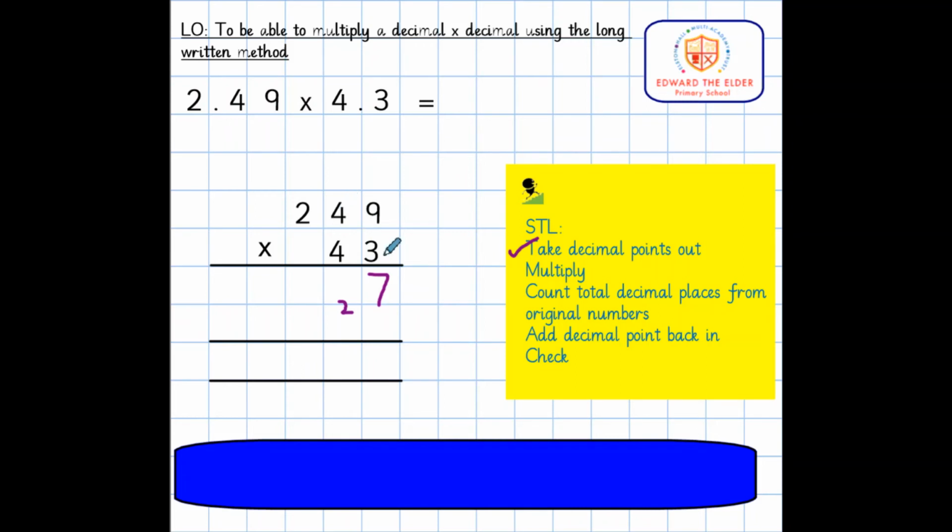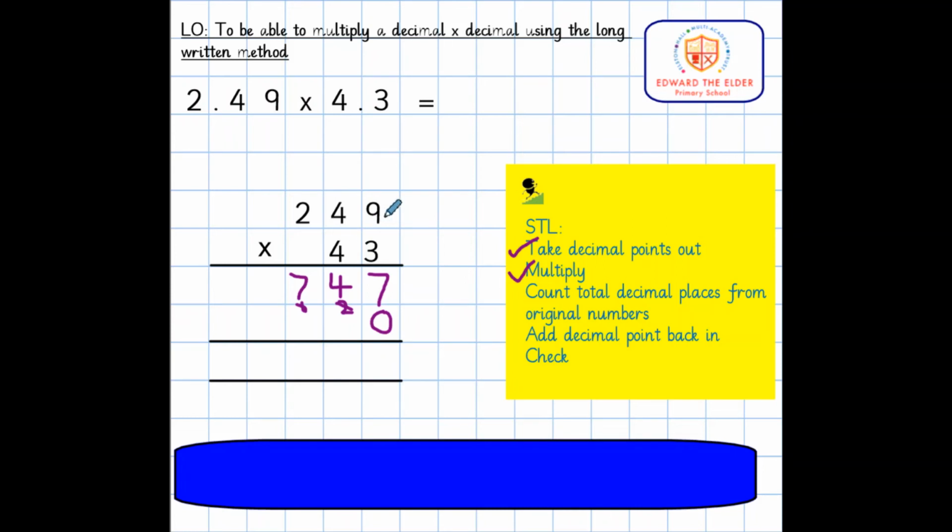Moving on, 4 times 3: 4, 8, 12. Add the 2 is 14. Remember to cross out the 2. 2 multiplied by 3 is 6. Add the 1 is 7. Now don't forget, we're going to add our placeholder, because that's going to symbolise that we're multiplying by tens.